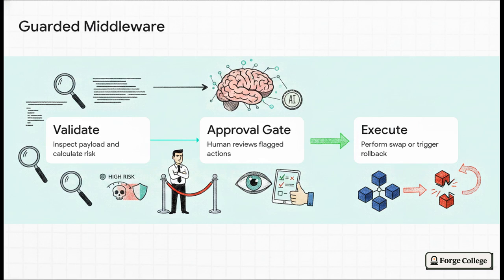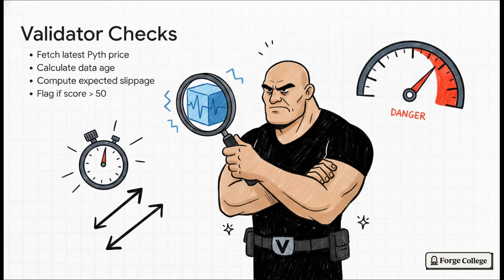Step 1 is validating the action and calculating a risk score. Step 2, if that score is flagged as too high, it gets sent to the human approval gate. Only if it clears those hurdles do we reach Step 3, which is executing the swap or triggering a rollback if something goes wrong. But how does the bouncer actually make its decisions?